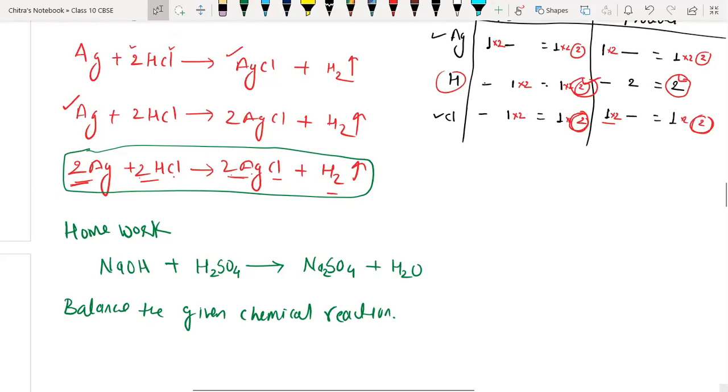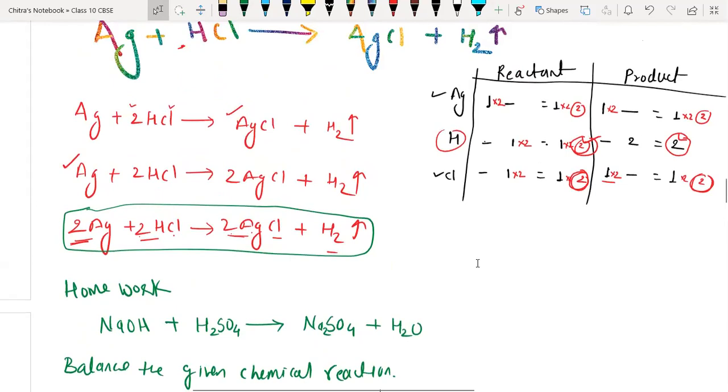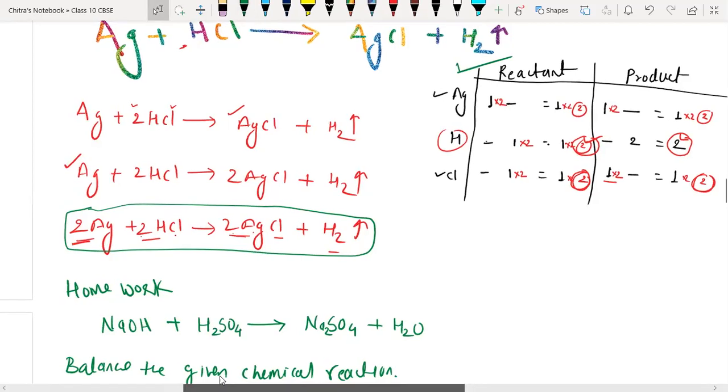Okay, sir. So you have to go through the procedure. You do not have to write, sir, here two, here one, like coefficients we are going to write. Not like that. You have to go through the procedure, then you will not get any difficulties. So I think you have understood balancing the chemical reaction.